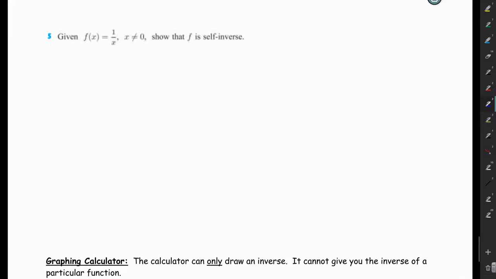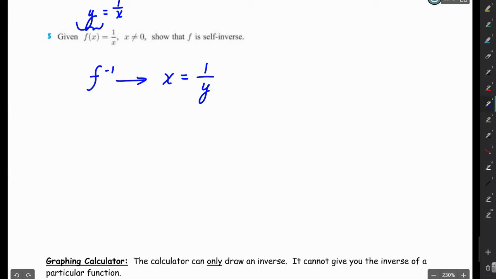All right, for number 5, we have another one like that. It says, given the function, show that f is self-inverse. So we're going to do the inverse of that function. The original function was y equals 1 over x. You think of it like this: f of x just means y. So when I switch those for the inverse, I get x equals 1 over y. Right, we're going to solve for y.